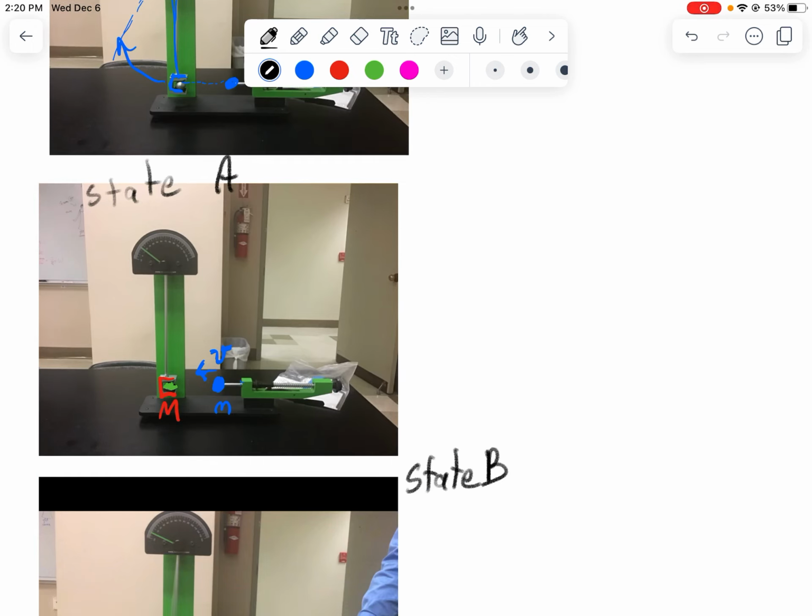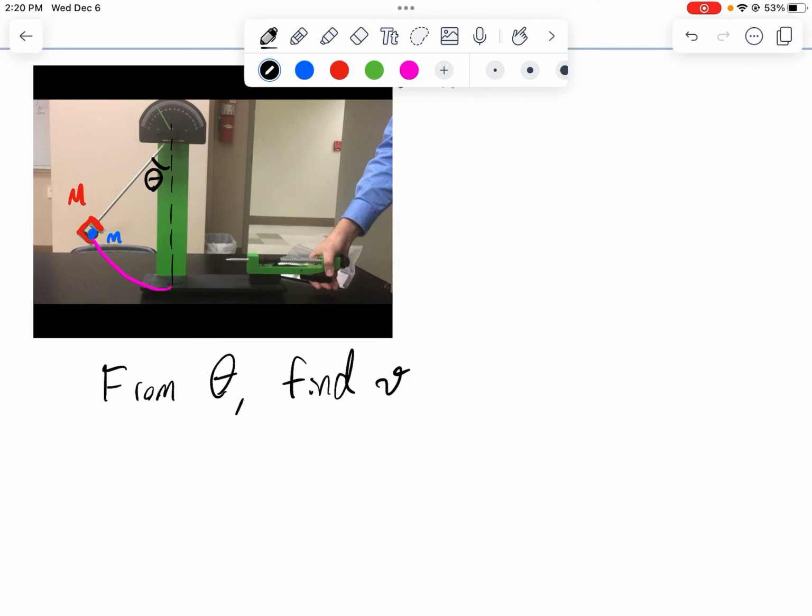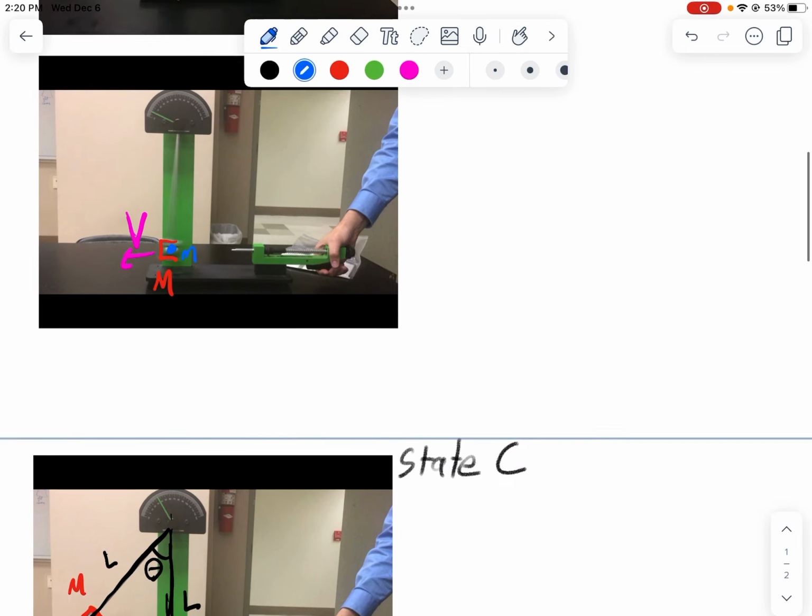So the goal overall is, from this angle theta, find the initial speed v of the small mass. And we will also need a couple more things, just measurements that we can make. We need the length of the pendulum L. We need the mass of the catcher, and we need the mass of the ball. And these are numbers that I have that I'm not going to tell you till tomorrow.